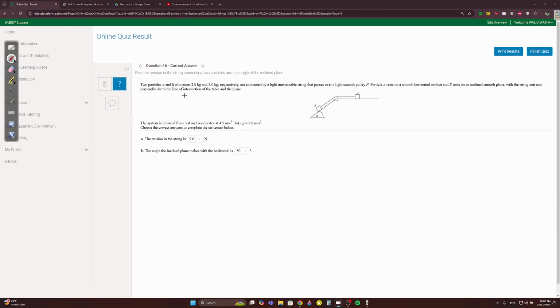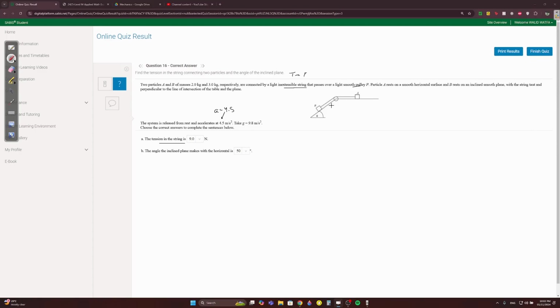Question 16. Two particles A and B of masses 2 and 3, respectively, are connected by a light inextensible string. Inextensible string means tension is equal to tension. Over a light smooth pulley P, so we're ignoring friction. With the string taut and perpendicular to line of intersection, the system is released from rest and accelerates at 4.5. Take G equals 9.8. What's the tension in the string?